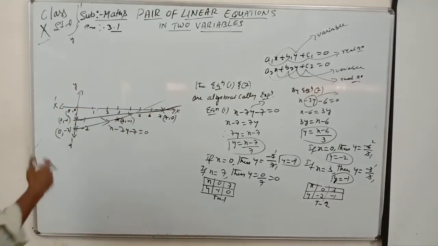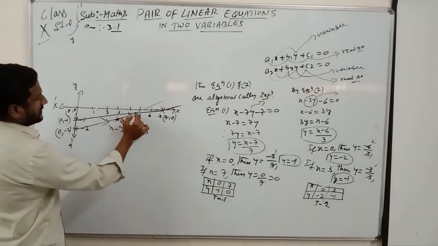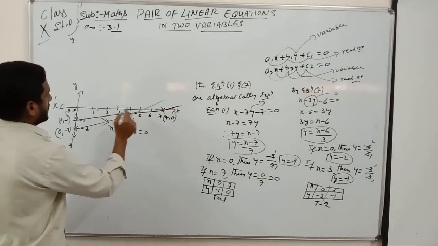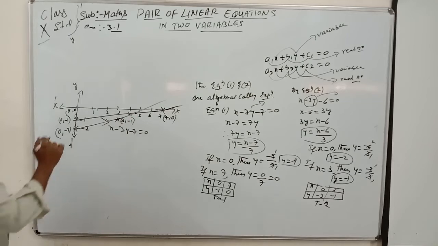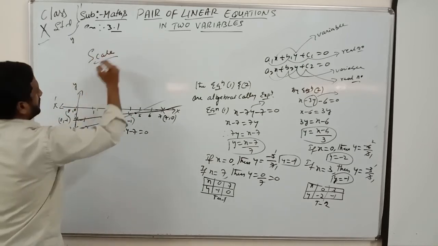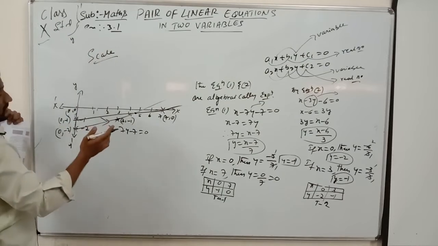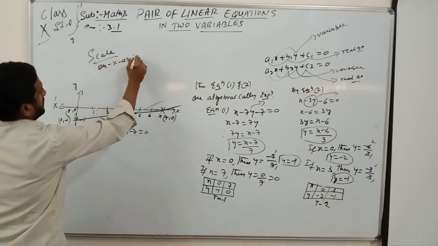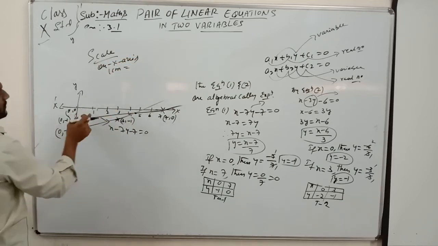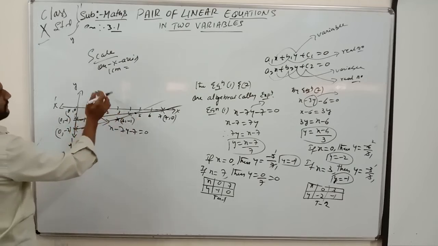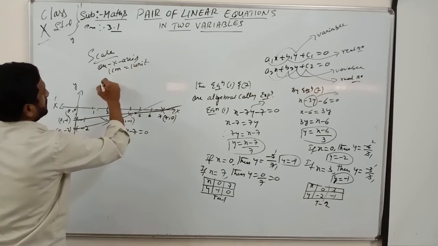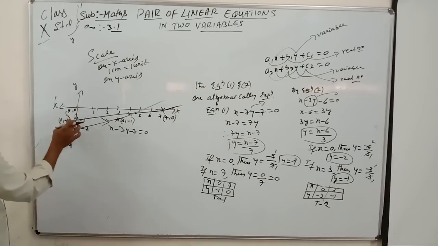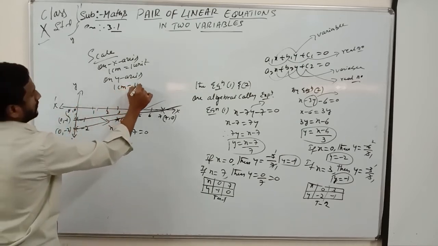It intersects the other line at some point. That is one equation you are getting. For this you can write the scale here. Scale on the x-axis: 1 centimeter is equal to 1 unit, since all differences are 1 centimeter. On the y-axis, this is also 1 centimeter is equal to 1 unit only.